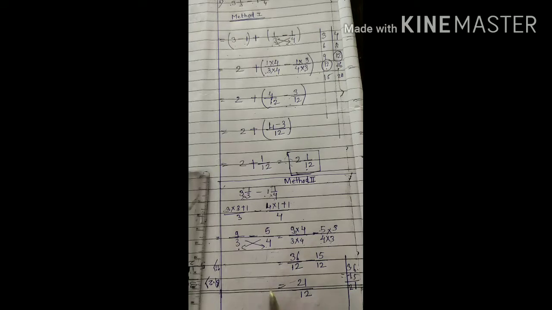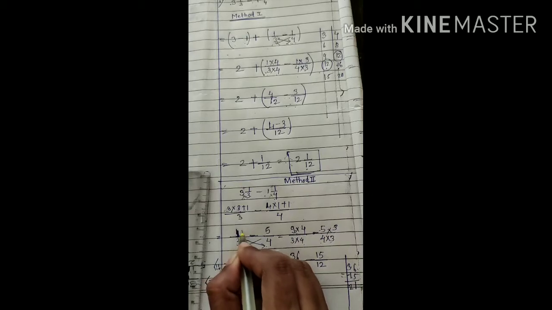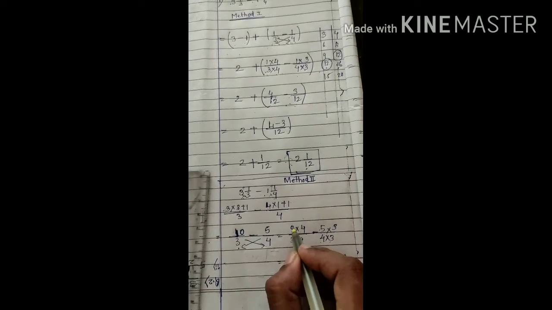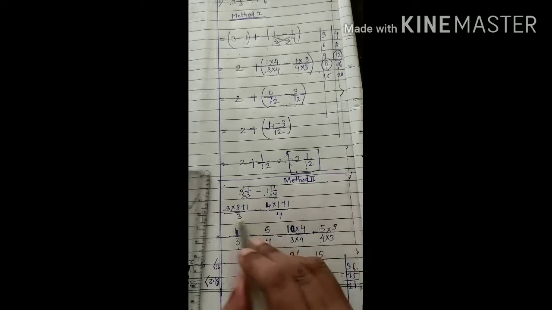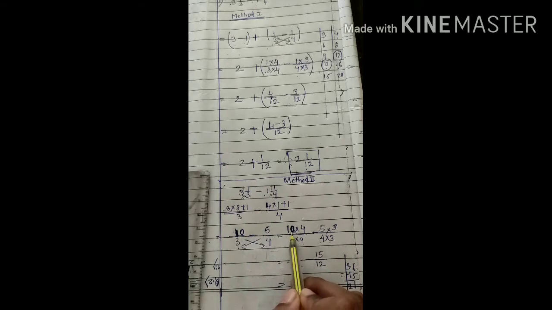No students, 3 3s are 9, we now add this 1. So 3 3s are 9 plus 1, that is 10. Okay, so here also, students, we forget this one. 3 3s are 9 plus 1, that is 10, and here also 10 4s are 40.